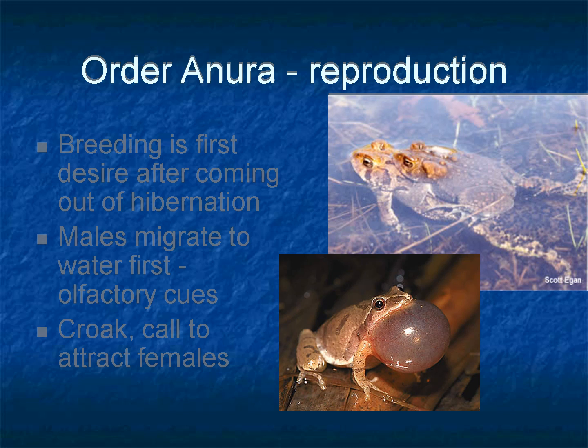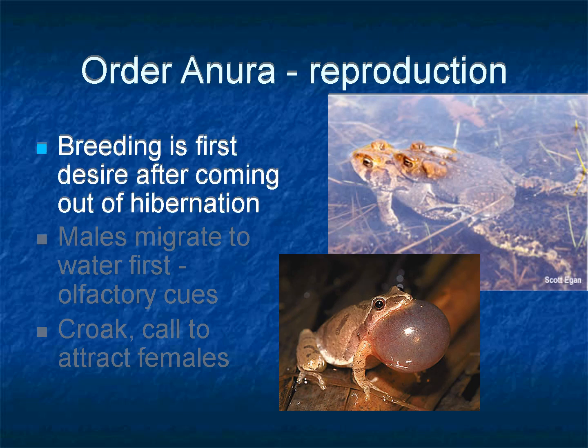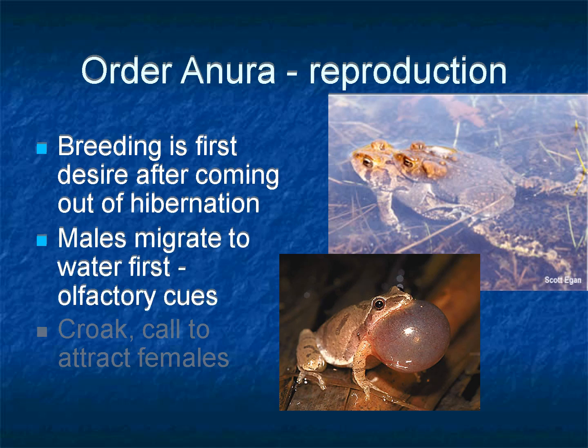Students, remember, frogs and toads feed, breed, and grow during the warm season only, as they are ectothermic. So after coming out of hibernation, anurans' first desire is to breed. For this, males migrate to water resources, using their sense of olfaction, and start to croak to attract females.